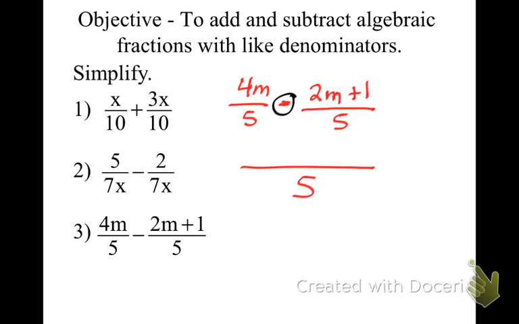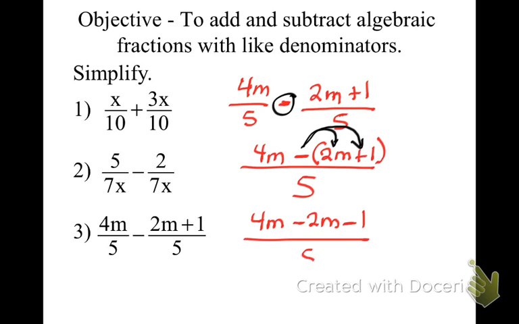Okay, now what this really means is 4m minus, I've got 2m, the whole thing. The whole fraction, not just minus the 2m. That means I have to distribute here. And so what does my new numerator become? 4m minus 2m minus 1 all over 5.